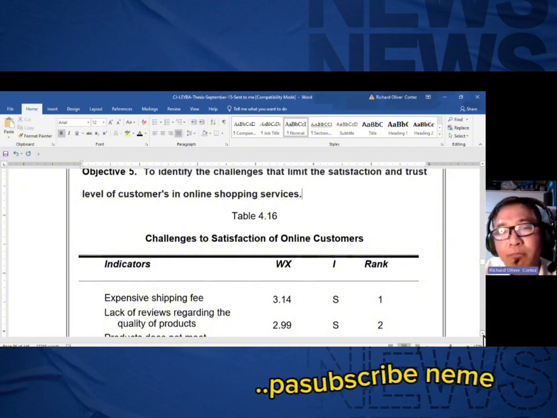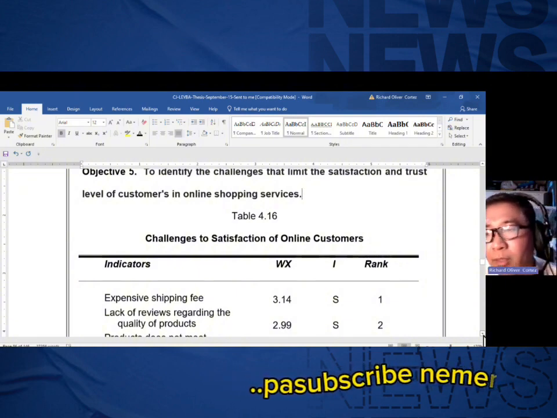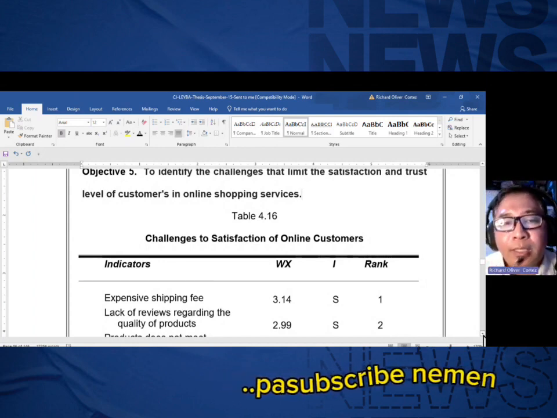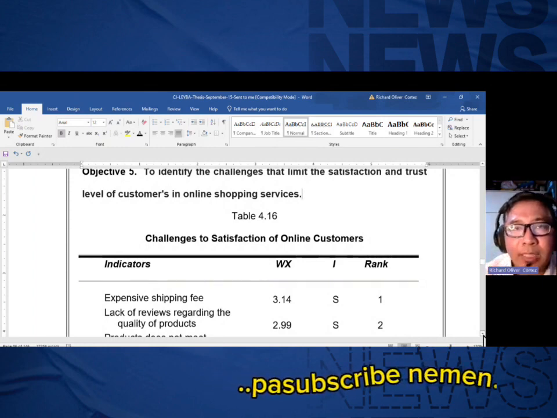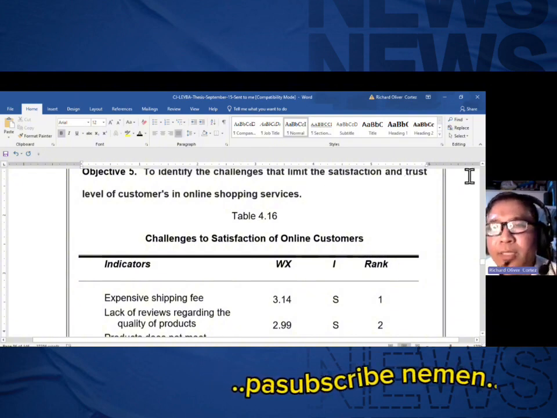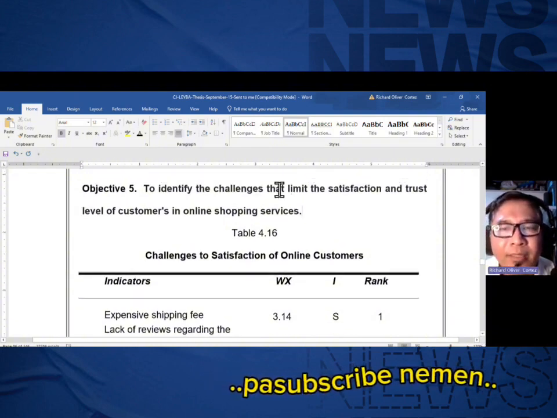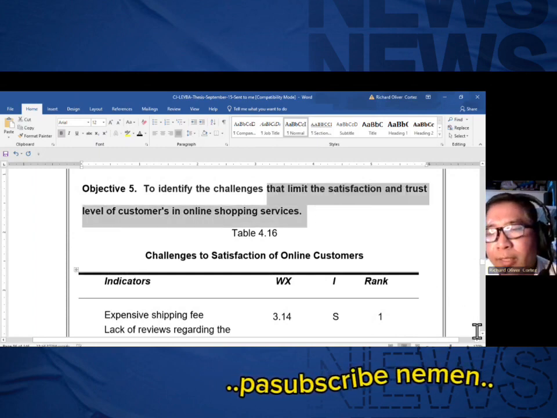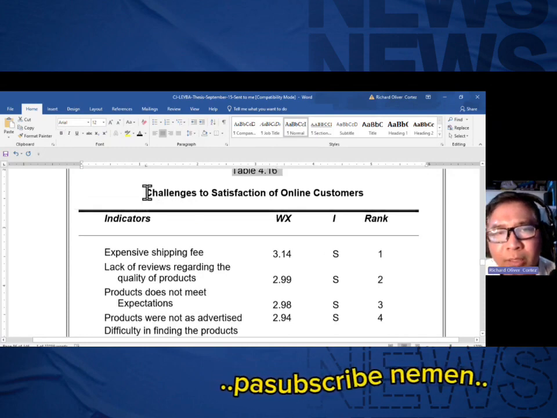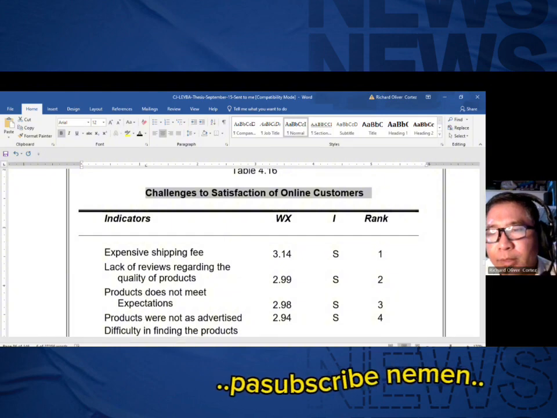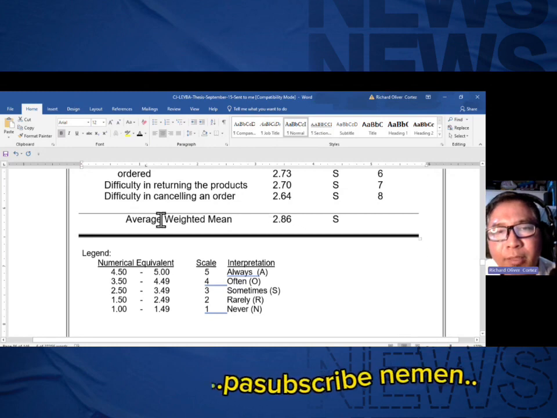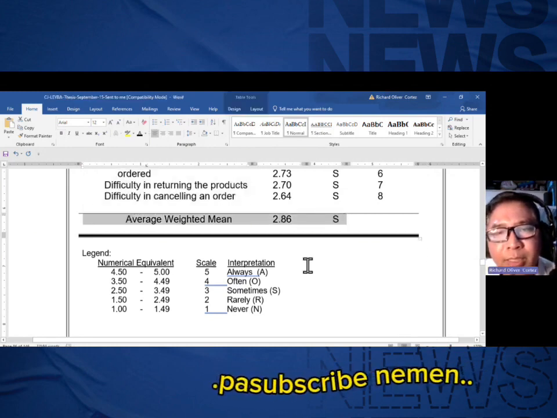So depende naman itong study nito, it has 16 tables now. But sometimes in your study you only have like 5 or 6 tables to be presented and also to be discussed. The last table is about the identify the challenges naman that limit the satisfaction and trust. Ito naman ay the same format, the table number 4.16 in bold letters yung title ng table.